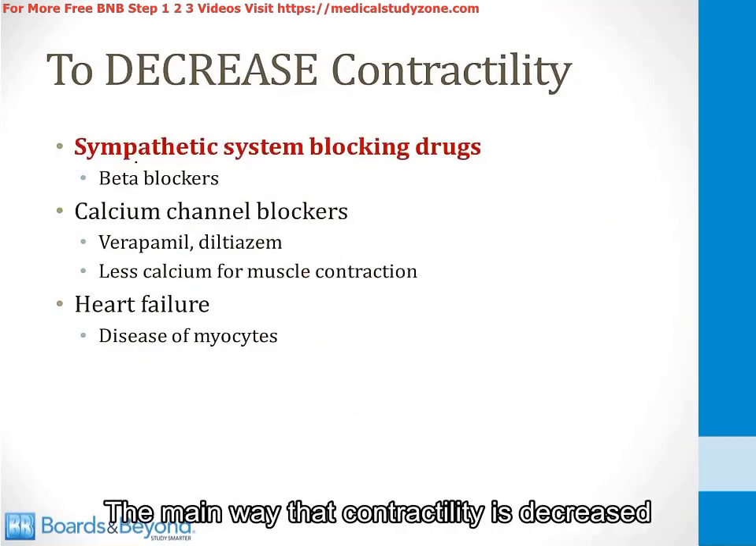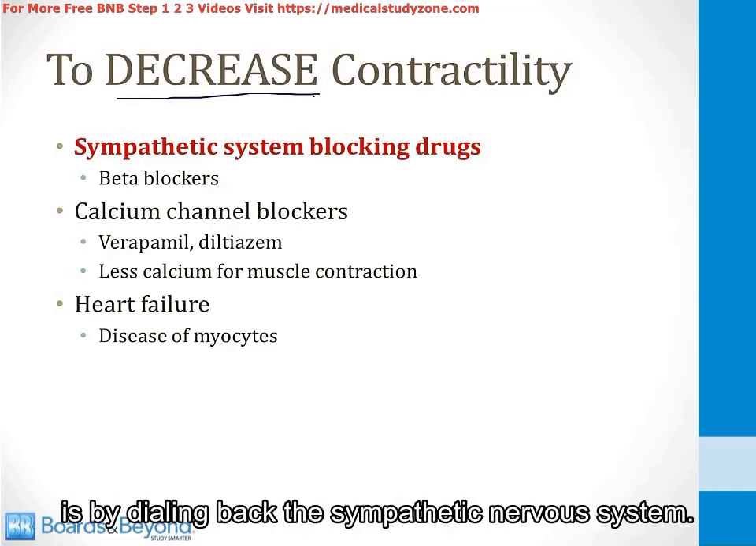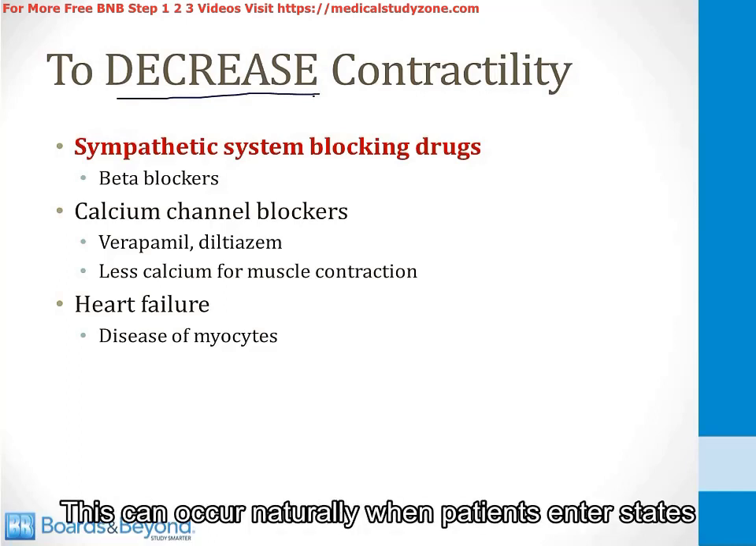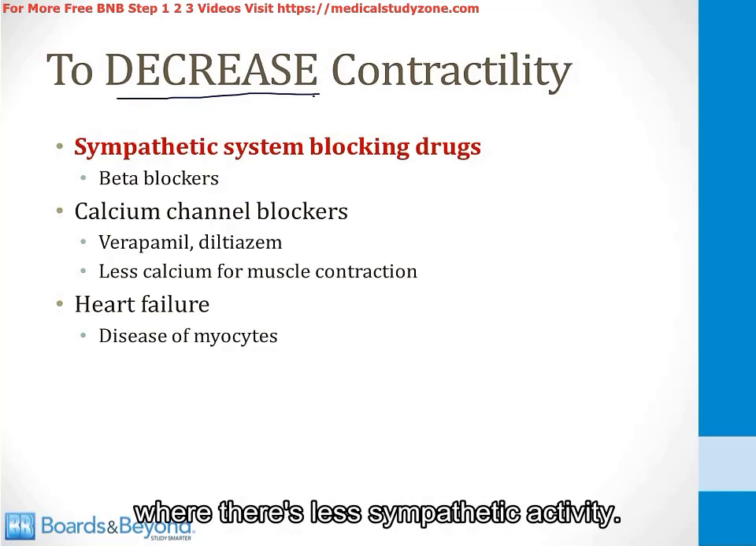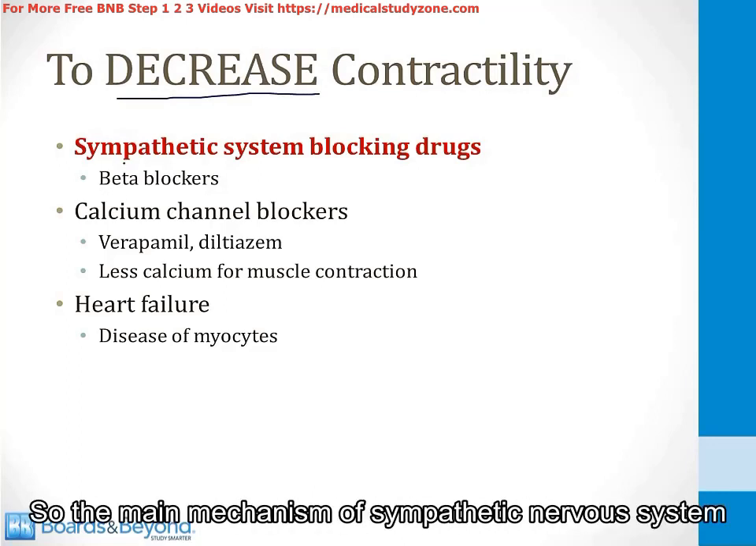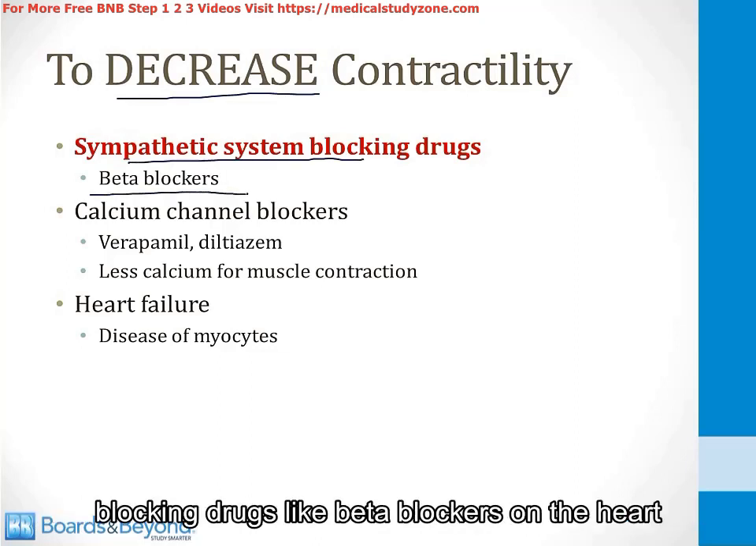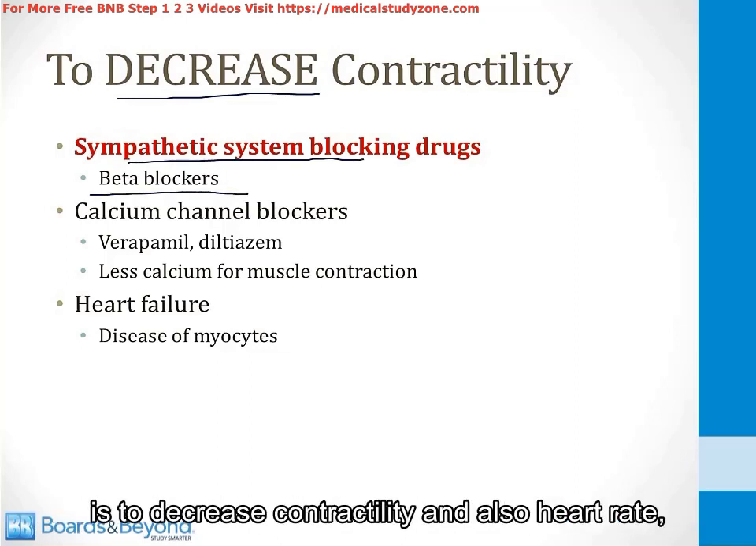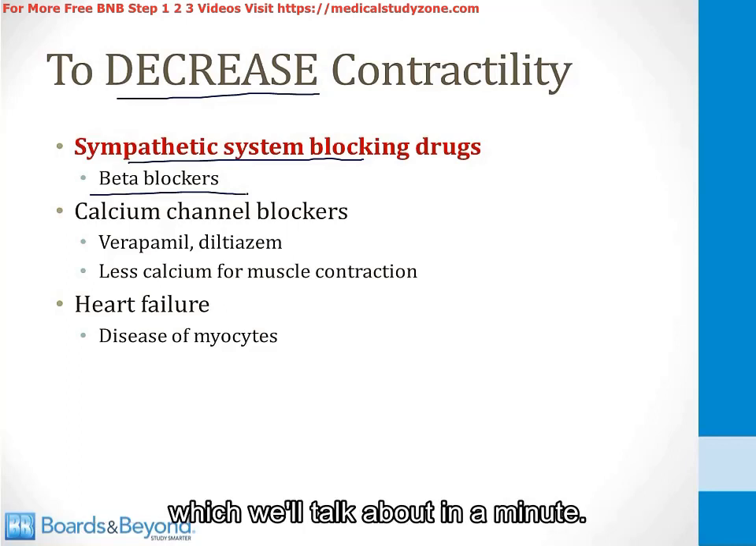The main way that contractility is decreased is by dialing back the sympathetic nervous system. This can occur naturally when patients enter states where there's less sympathetic activity. It can also occur via the use of drugs. So the main mechanism of sympathetic nervous system blocking drugs like beta blockers on the heart is to decrease contractility and also heart rate, which we'll talk about in a minute.